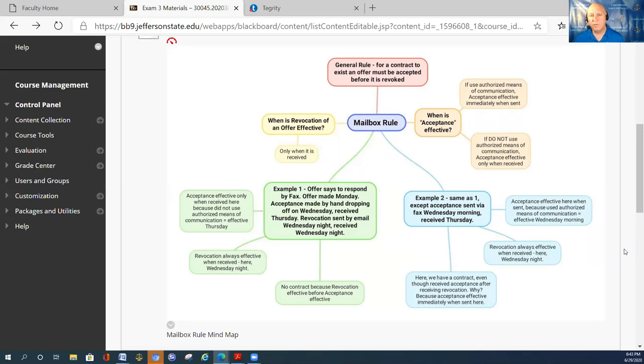And if you use that authorized means of communication, then when you send it, when you transmit it, when you first let it go, that's effective. Your acceptance is effective right then, right there. So what if on Monday I made this offer and I said, reply back by return snail mail if you want to accept it. And on Tuesday, you put an acceptance in the mail, which obviously I don't get Tuesday.